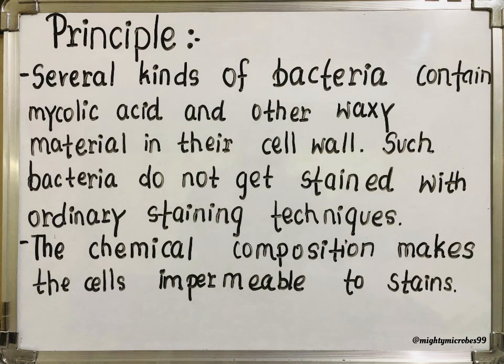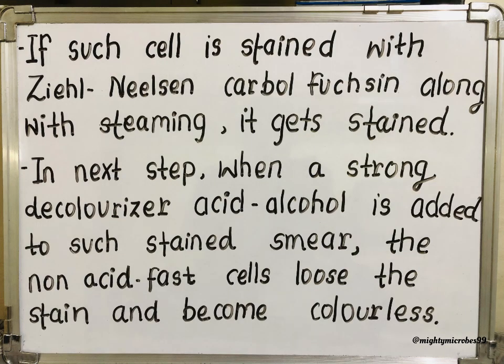So the principle of acid fast staining. As you know, several kinds of bacteria contain mycolic acid and waxy material in their cell wall. But some bacteria do not get stained with simple staining or ordinary staining technique, that is gram staining. So the chemical composition of the cell makes them impermeable to the stain. So if such a cell is stained with Ziehl Neelsen carbol fuchsin along with the steaming, these cells get stained.